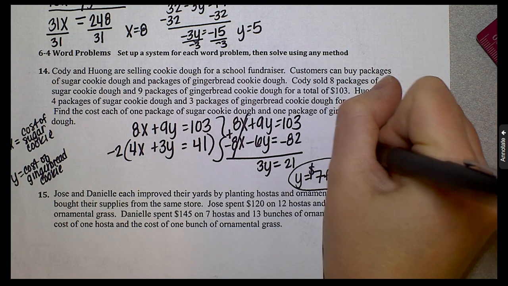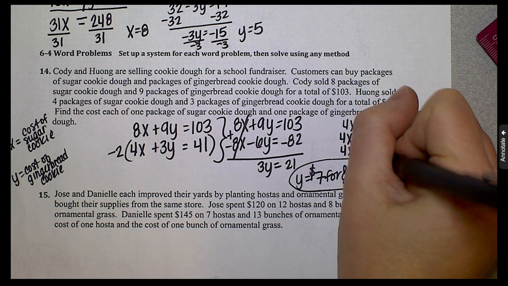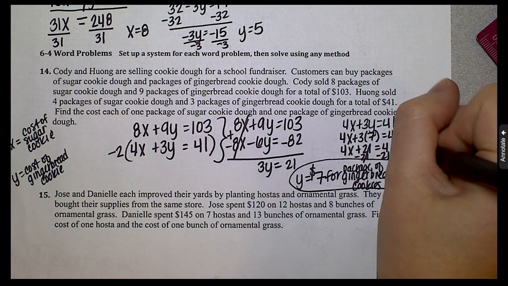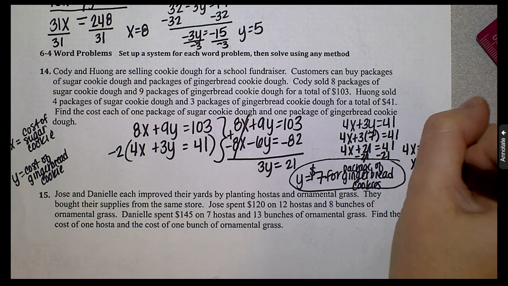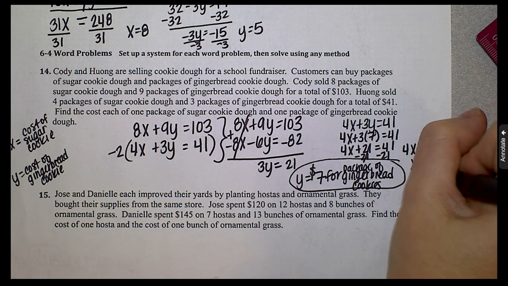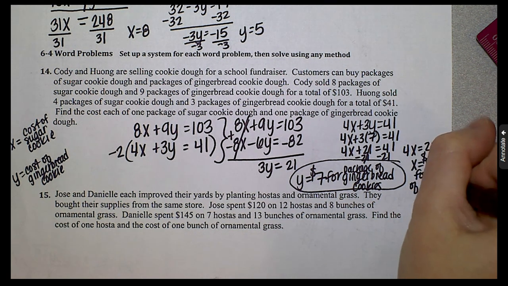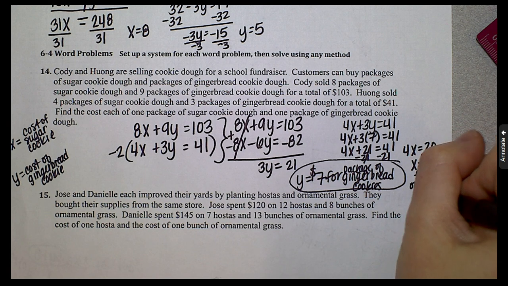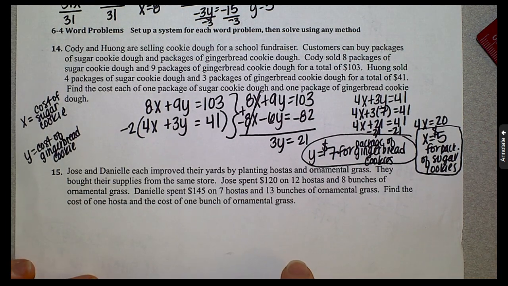So we're going to do a little bit of solving. Mr. Sherman's running out of room here. You get the idea. 4x equals 20, so x equals 5. So $5 for a package of sugar cookies. So once again, if it's a word problem, you don't really need to write it as a point. We're talking more about context there. But if you do write it as a point, that's fine.